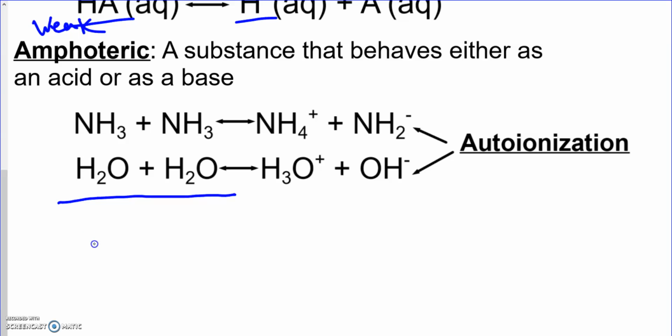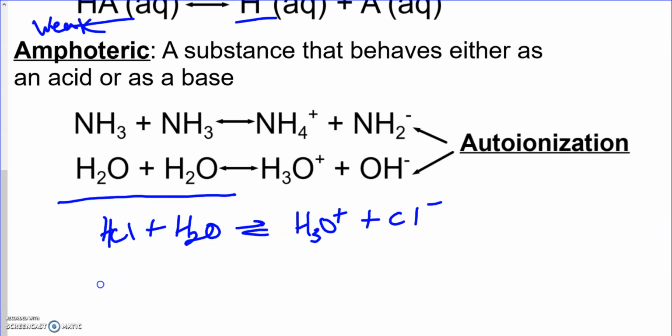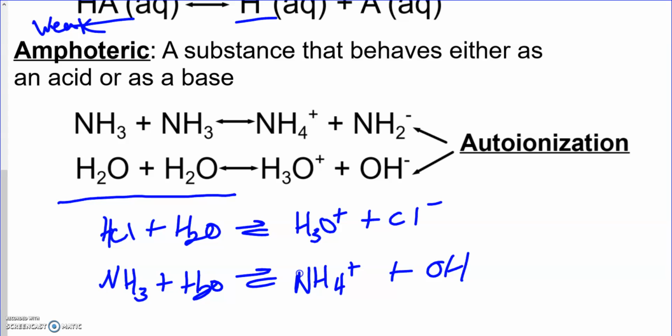So if I was to add an acid to water, water is going to act like a base. It's going to steal the hydrogen, forming H3O plus and chloride ions. Versus if I was to react it with a base, it's going to act like an acid by giving up the hydrogen, forming NH4 plus and OH minus. So we have this idea of species being able to act like both, and again, it's very dependent on what it's with.